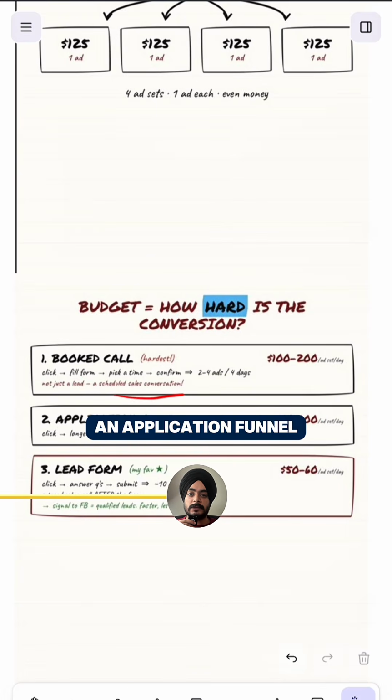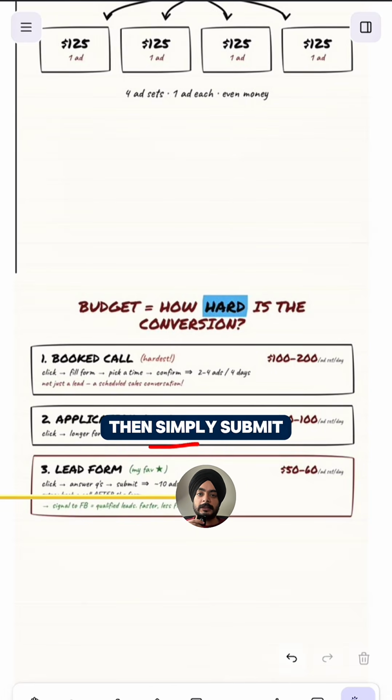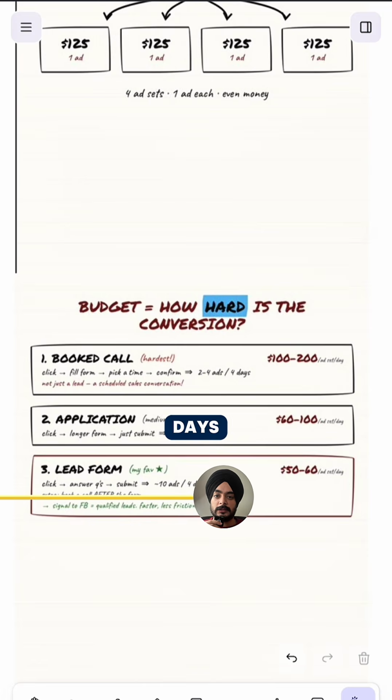Next, we have an application funnel. It requires people to click the ad, fill out a longer form, but then simply submit. So each ad set might get between $60 and $100 per day, and so you would have around about 6 ads testing over 4 days.